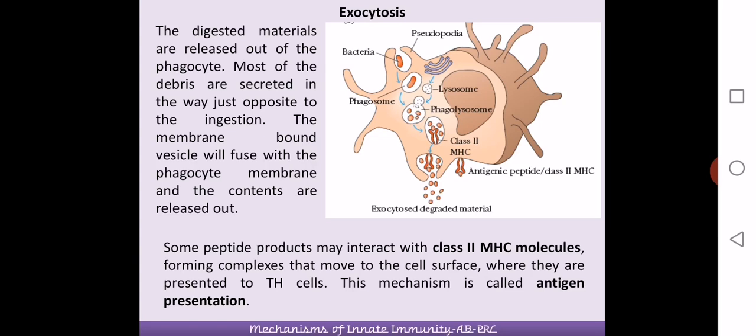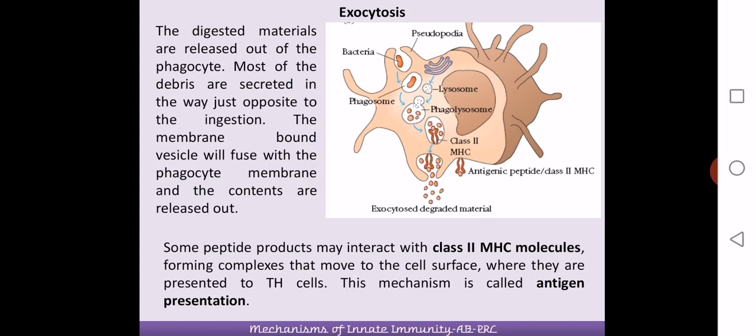Then the final stage of phagocytosis is exocytosis. The destroyed or lysed materials are released out of the phagocyte. That means it's a controlled mechanism, and all these processes occur inside the phagocyte, and after destruction, the destroyed peptides and small molecules are released out of the phagocytic cell. That process is called exocytosis.